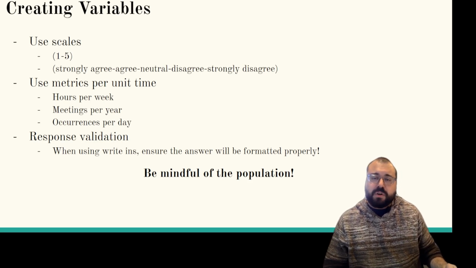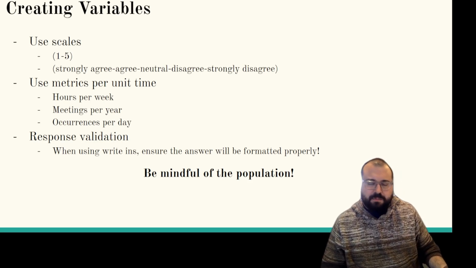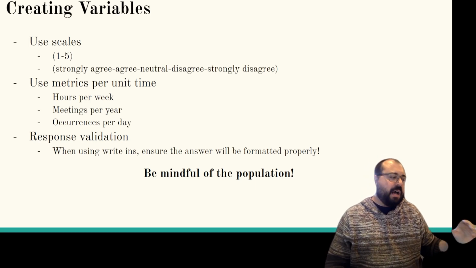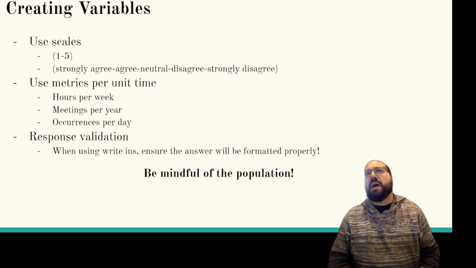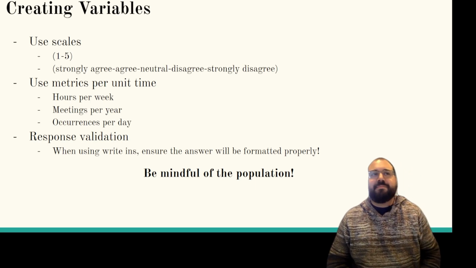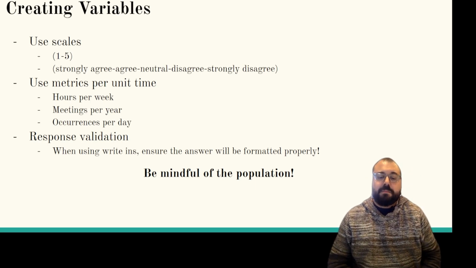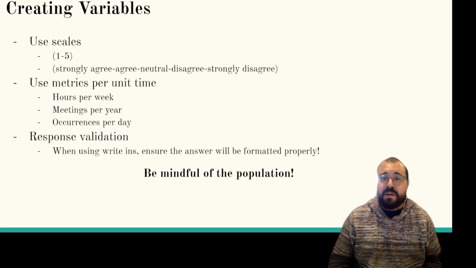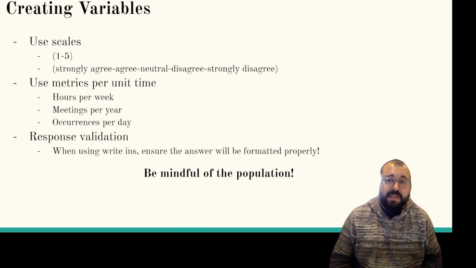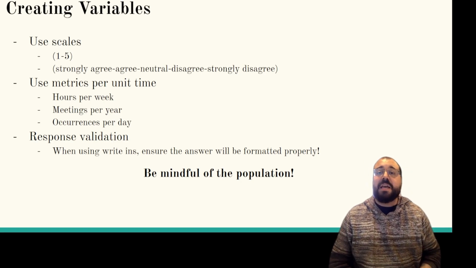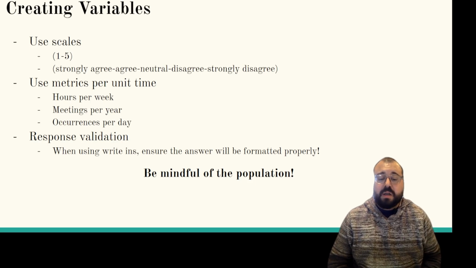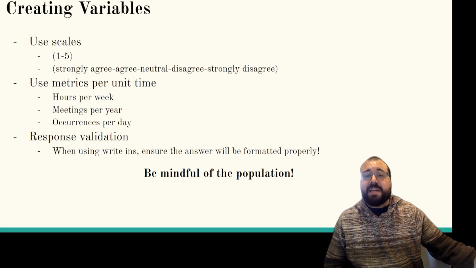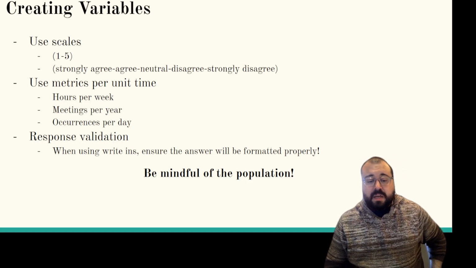Use metrics per unit time. This is a little bit more complicated, but if you say, you know, how many clubs do you take part in? That's not going to vary too much. But how many hours do you spend a week in club meetings or working on clubs is something that will vary more. You're going to have to use a write-in question for this, right?